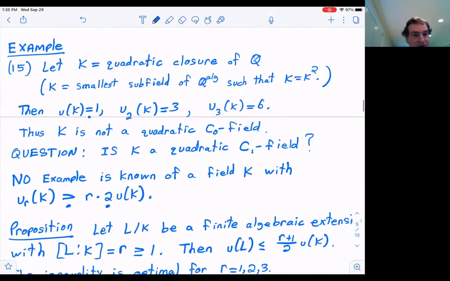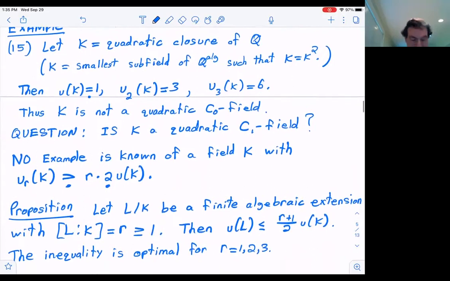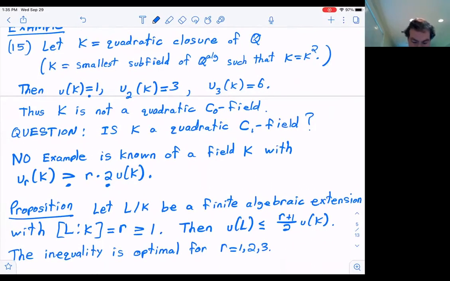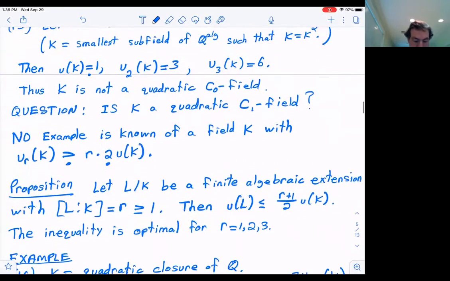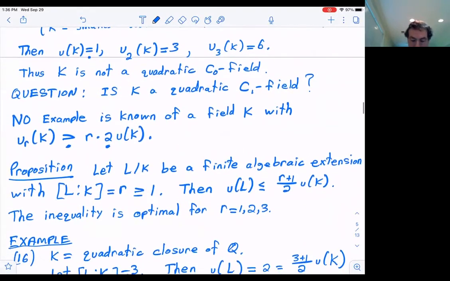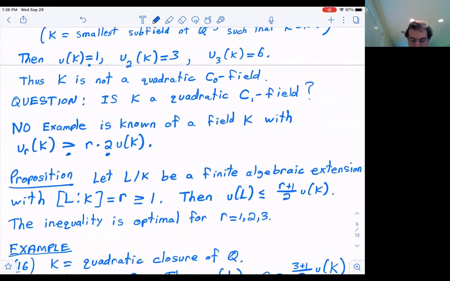All right, this result I just mentioned leads to the following. What about an algebraic extension? Suppose L over K is a finite algebraic extension of degree r. Then the u invariant of L is less than or equal to r plus 1 over 2 times the u invariant of K.